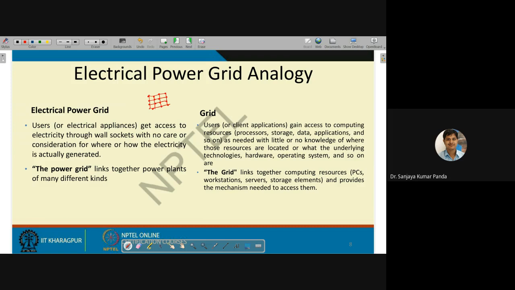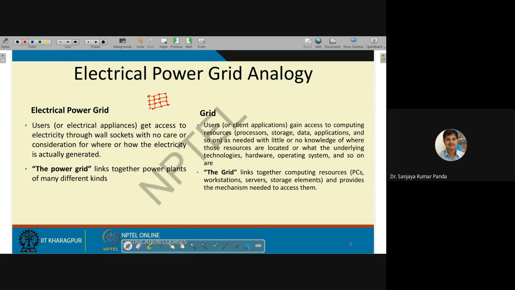If you go for the electric grid, users or electrical appliances get access to the electricity through wall sockets. Like in our home, or in our place also, you have switchboards, right? Every room you have switchboards. If you switch on the switch, then you are getting electricity. If you switch it off, then you will not get electricity, right?